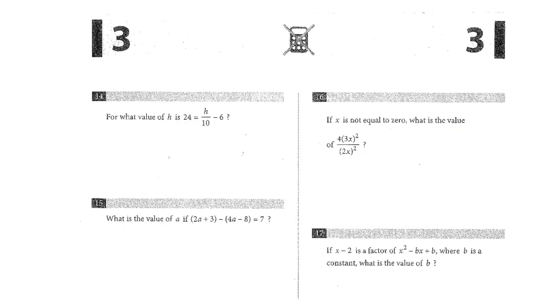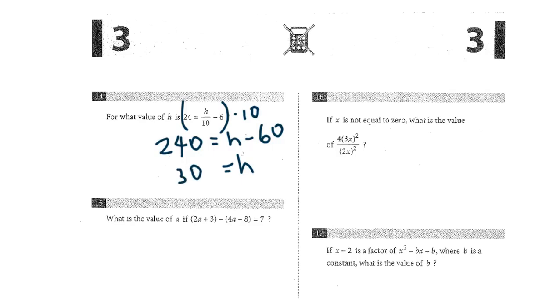Okay, for number 14, we're looking for h. Same thing, whenever you have a fraction, then try to multiply by the denominator. So I multiply by 10. You will get 240 equals h minus 60. So I add 60 both sides. h will be 300.